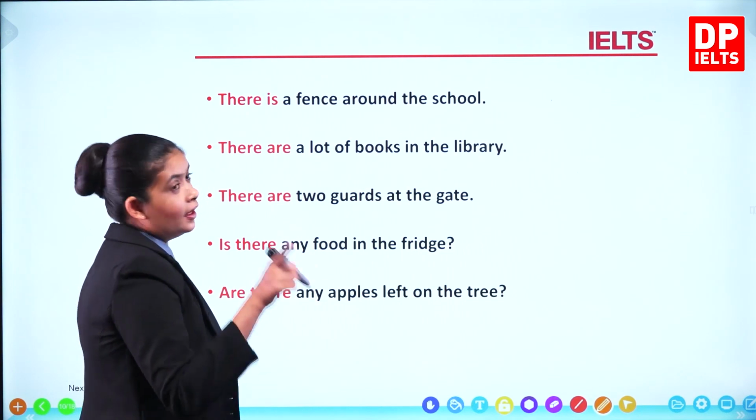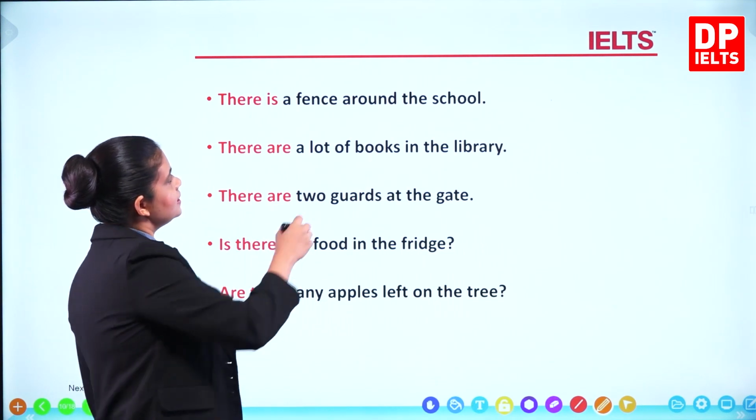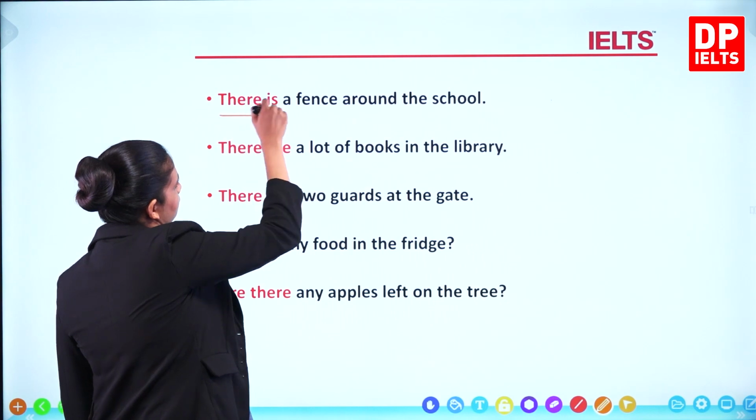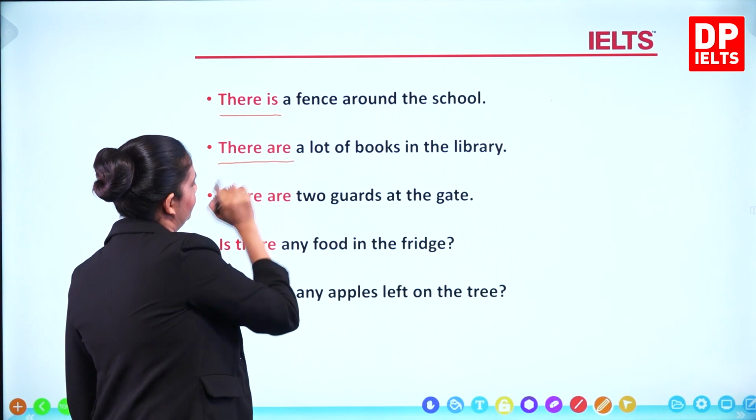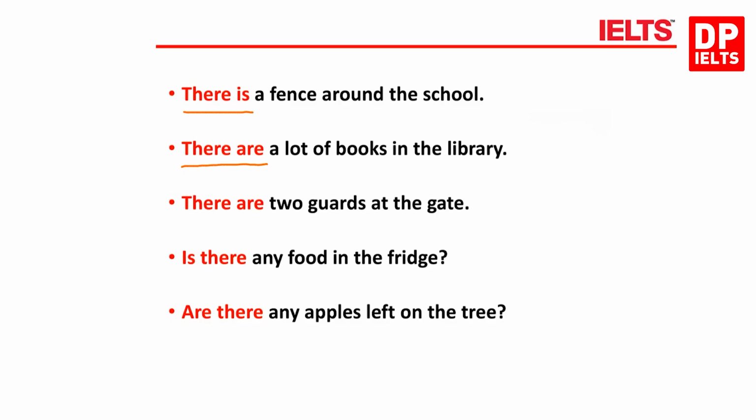So, there is a fence around the school. There are a lot of books in the library. There are two guards at the gate.